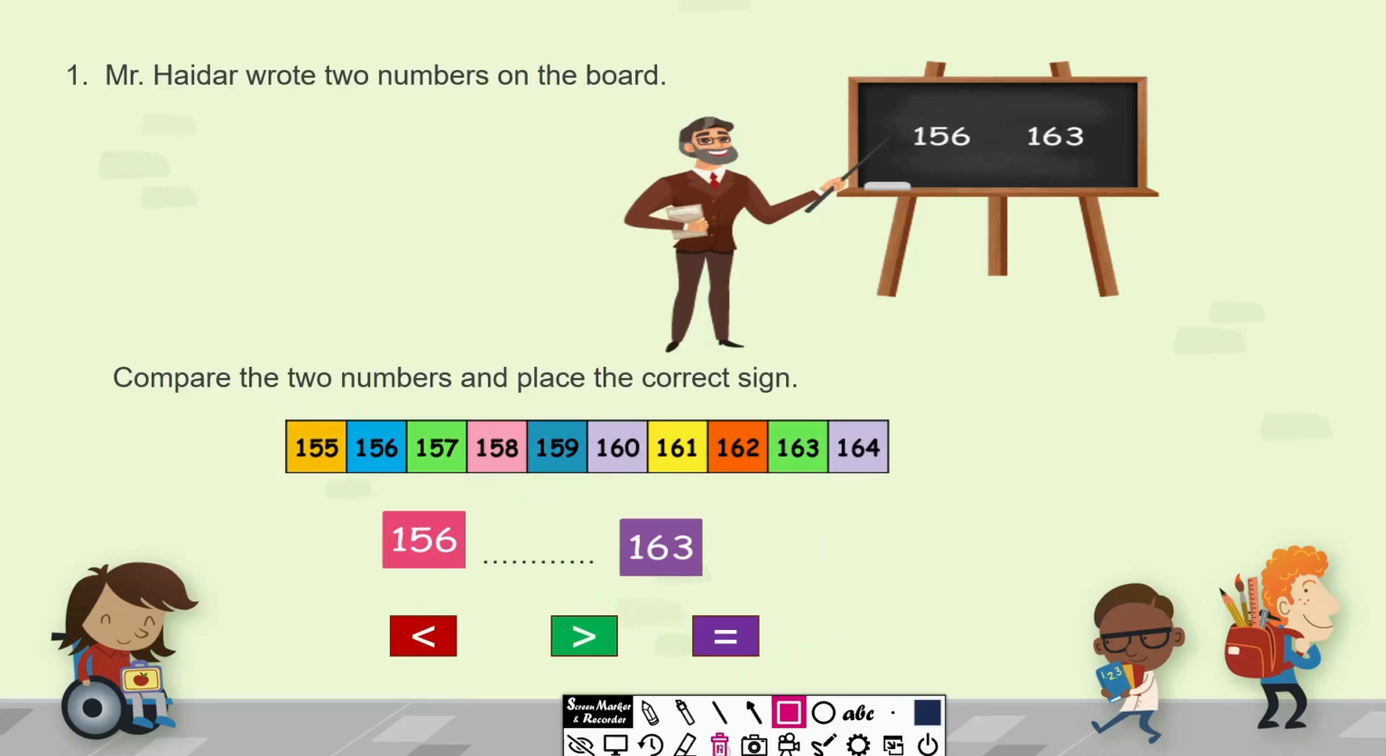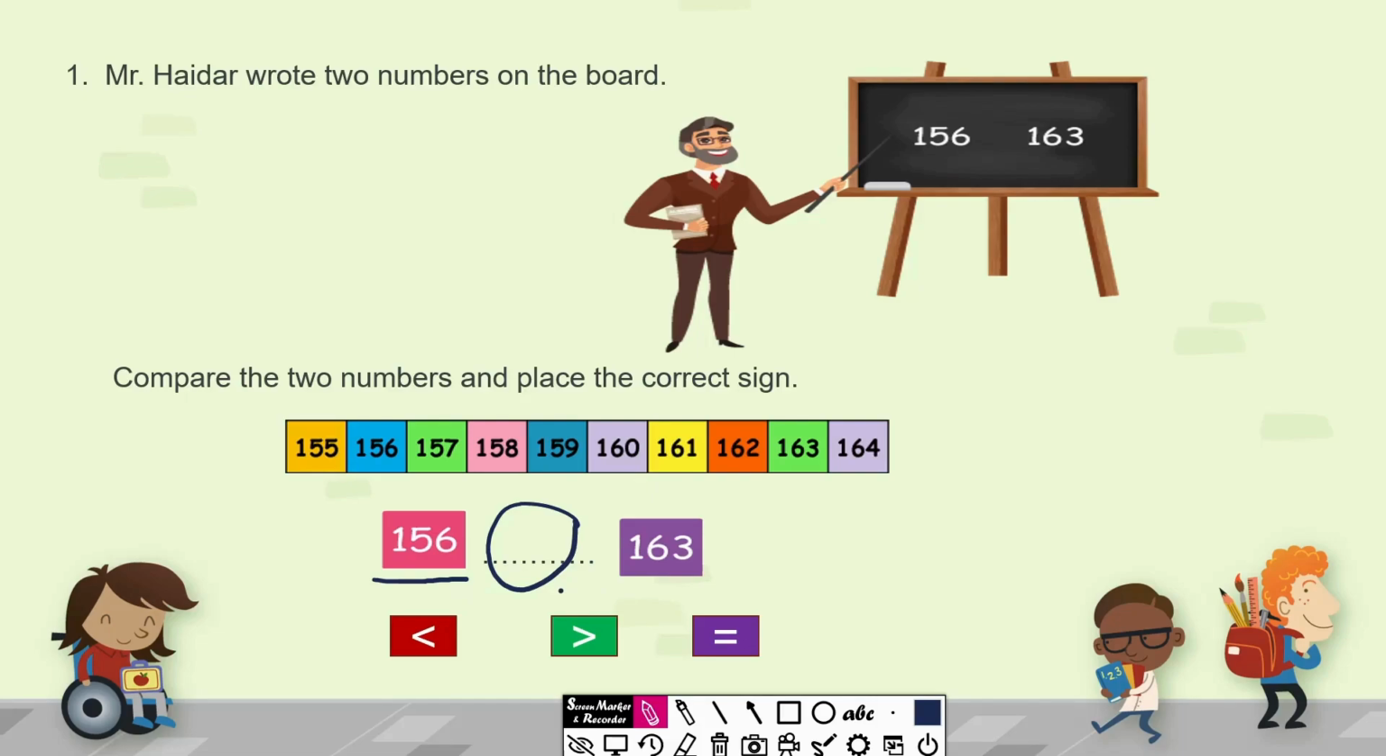Okay, now let us compare the numbers. The numbers we need to compare are 156 and 163. Let us find them on the number line. Okay, 155, 156. Okay, this is number 156. And where is number 163? 157, 158, 159, 160, 161, 162 and 163. This is number 163. And because 163 is coming after number 156, that's why 156 is what we will write here?